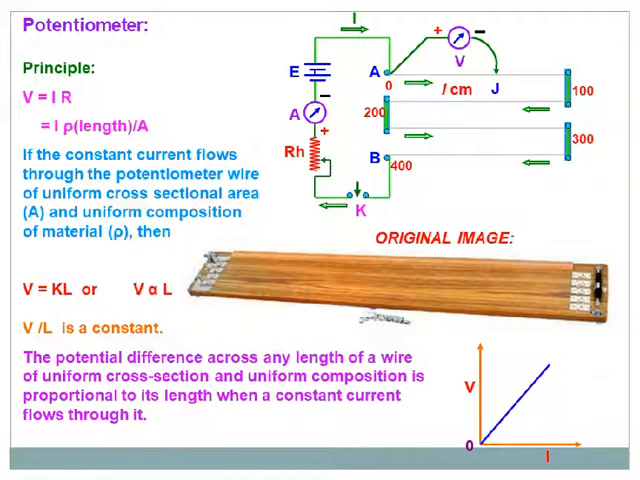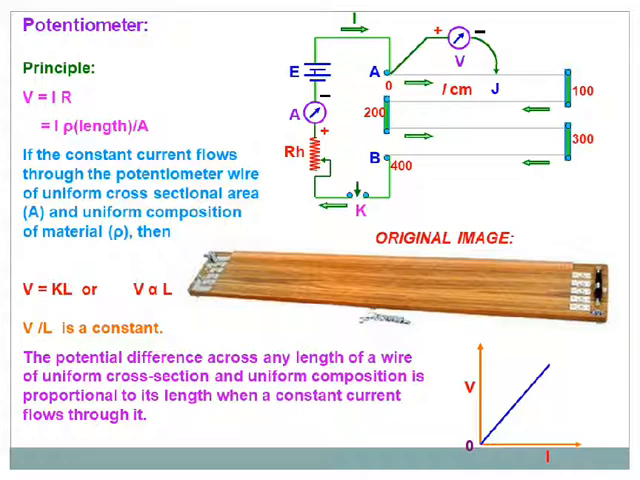So it is very simple to remember that V is proportional to length, when the composition of wire and area, that is cross-sectional area, is uniform and the current which flows throughout the circuit is constant. So you can see the circuit diagram of the potentiometer. Point A and point B are the 2 points across which we are going to find out the potential difference. To find that, we have connected a voltmeter over here. One terminal is connected to point A and another terminal is connected to the jockey.